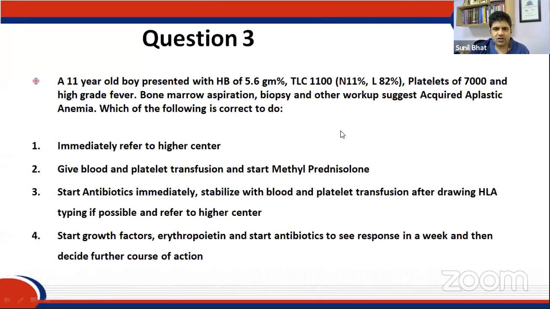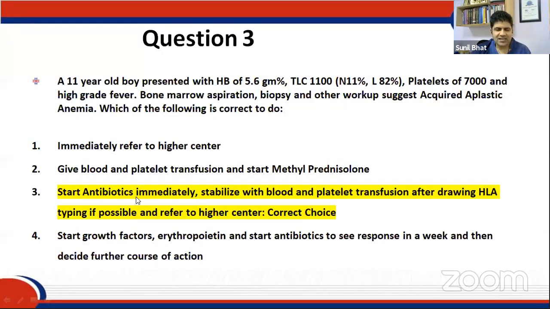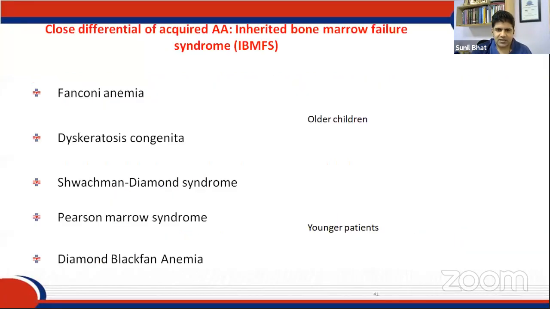Okay, so we got the responses, and most of the people have answered this question correctly. About 70% of people have answered correctly. The correct answer is to start antibiotics immediately because the patient has severe neutropenia and fever. So it's a febrile neutropenia. It's a medical emergency. Hemoglobin is quite low, platelet is quite low. So we need to stabilize the patient with blood and platelet transfusions, and if possible, do HLA typing and then refer to a higher center. That is the correct choice.